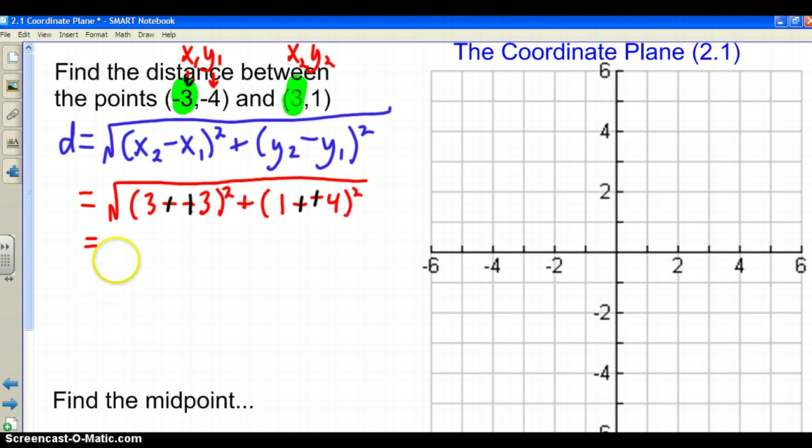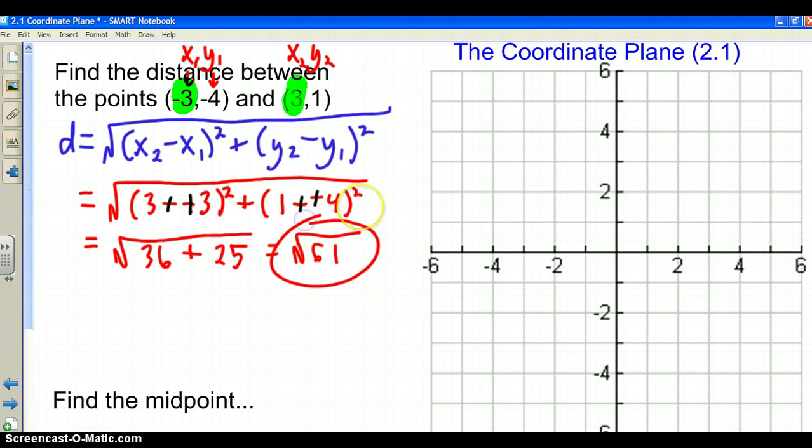So we get square root of, let's see, 3 plus 3 is 6. 6 squared is 36. Plus 1 plus 4 is 5. 5 squared is 25. And so we've got that. It's going to be equal to, see, 36 plus 25, that's 61, square root of 61. So that's the distance of this graph.